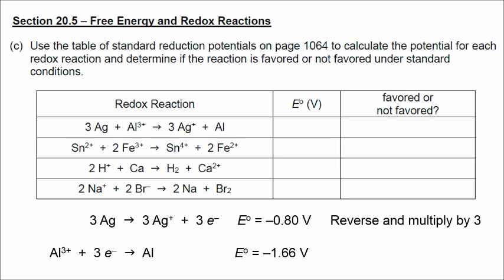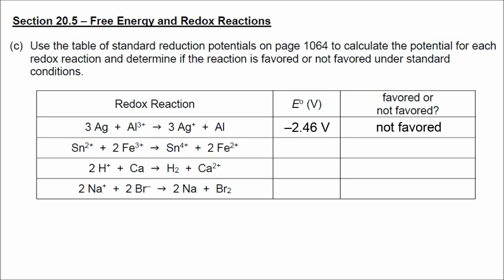The electrons cancel out, but the overall cell potential is negative 2.46 volts, so this reaction, as written, is not favored. Recall that earlier in the packet, the reverse of this reaction had a voltage of 2.46 volts, so it would be favored, but this is the reverse of that reaction. So if it's favored in one direction, it's going to be not favored in the reverse direction. All right, next example, tin and iron.